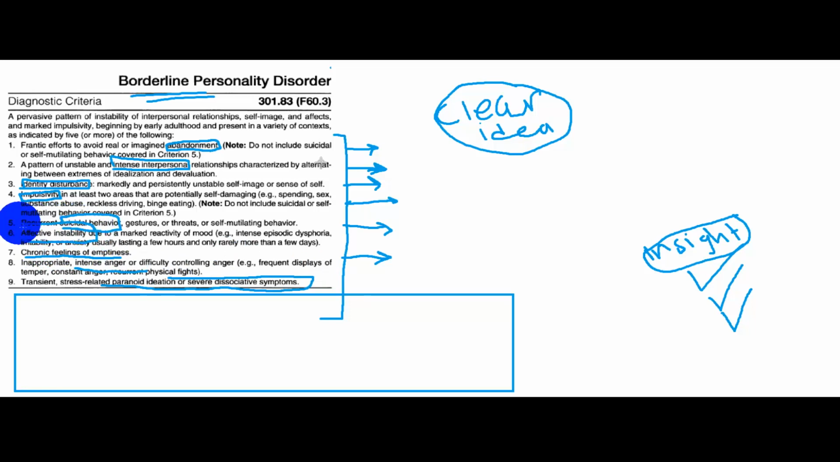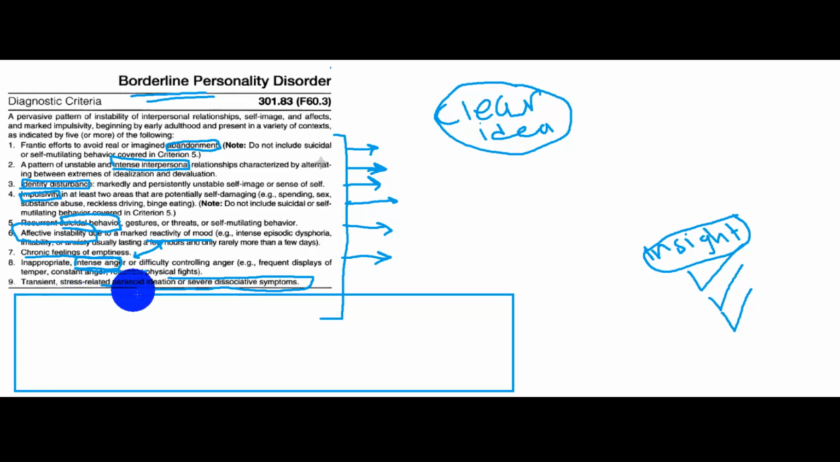So affective instability and inappropriate intense anger are actually quite related to each other. So this and this is related, but I'll have to delete the blue marking because it's starting to overshadow the words. So affective instability, marked by reactivity of mood and intense anger, is a result of this and this. But I'll tell you why these two are separated in the manual and why they're not in one single sentence.